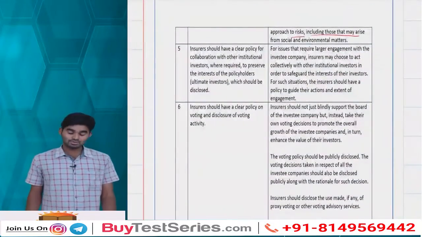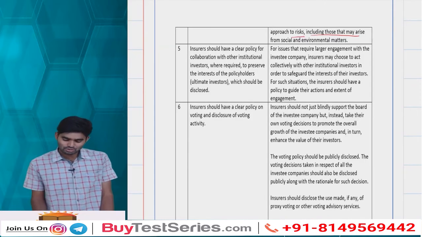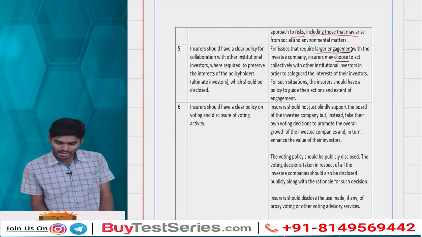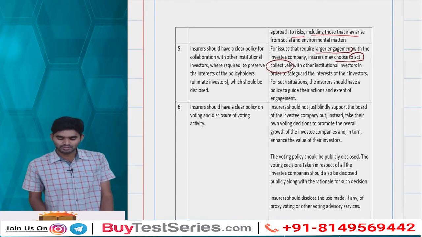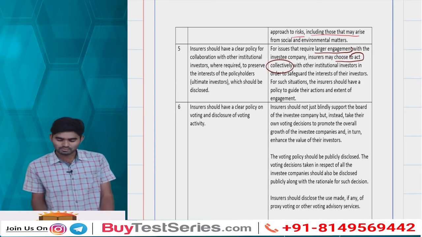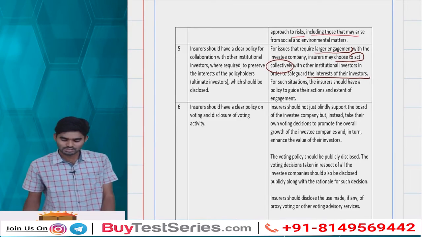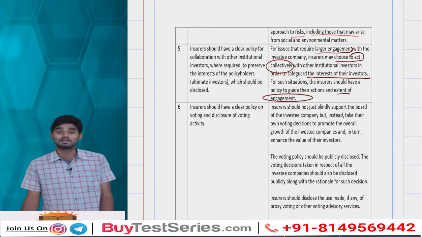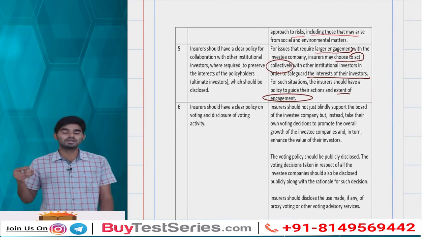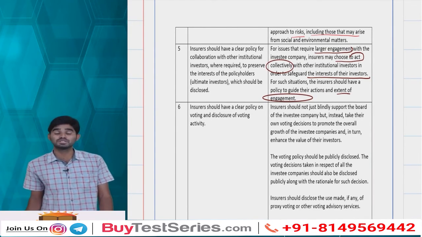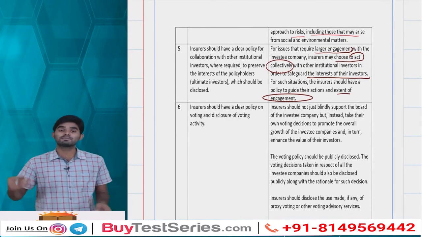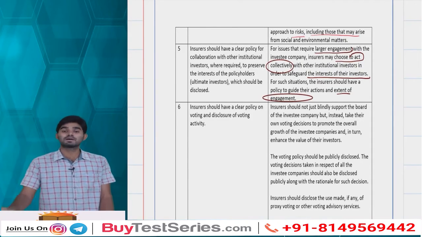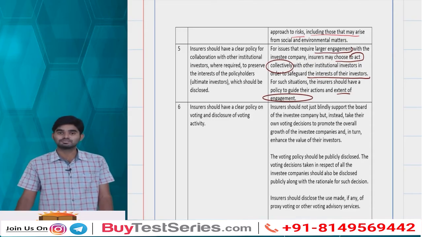So what it says is, you shall have a clear policy. For issues that require a larger engagement with the investee company, insurers may choose to act collectively with other institutional investors in order to safeguard the interest of their investors. For such situations, the insurers should have a policy to guide their actions and the extent of engagement. Sometimes unity may give more benefits to your ultimate beneficiaries. Then you create an engagement with some other institutional investors, where you are going to act collectively in that investee company, where your voice may be increased.